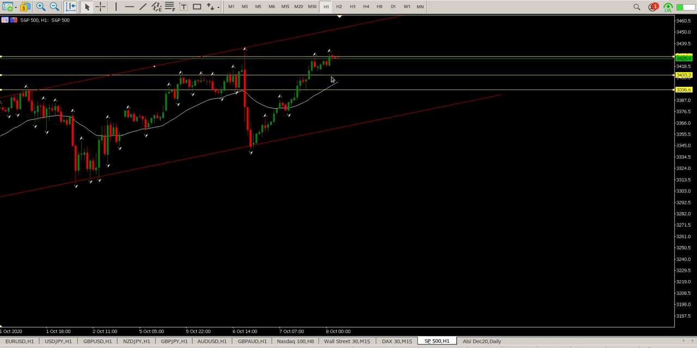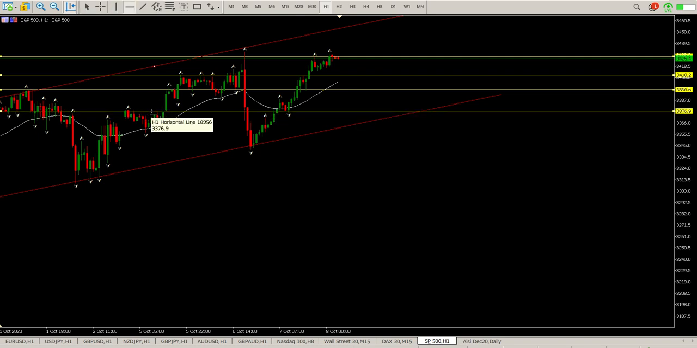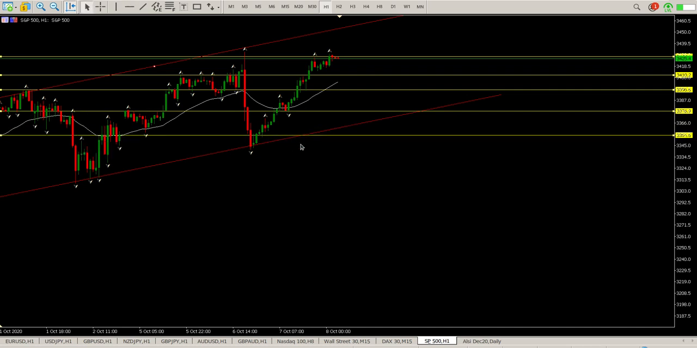Okay, obviously we want to pull back onto support. Right now that's 3410, we want to buy off that, or alternatively 3396. If it does fall, which is possible because V reversals are rare, it could come down to the bottom of the channel. I'd definitely buy off the bottom of the channel. Alternatively, I would be buying off any one of these levels to the downside.